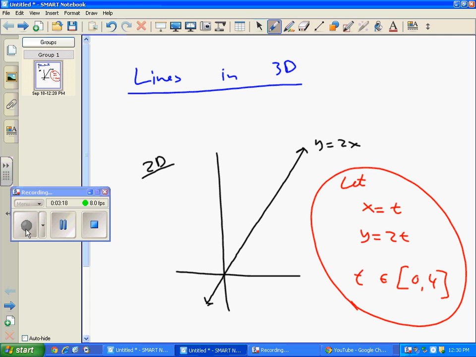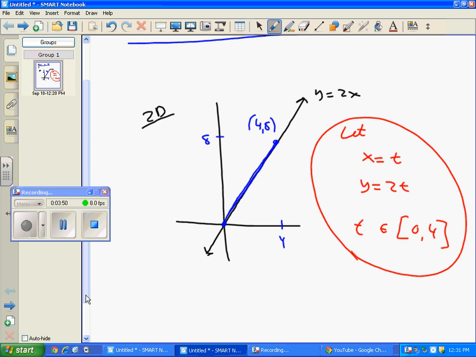So we can figure out what the endpoints are. Plug in 0. If you plug in 0, x would be 0 and y would be 0. And if you plug in 4, you get x is 4 and y is 8. So here's the point 4, 8. And the way I've described it, I've only described that line segment. Now I can fix that pretty quickly. What interval do I really want t to be a member of? Jerry? That's right.